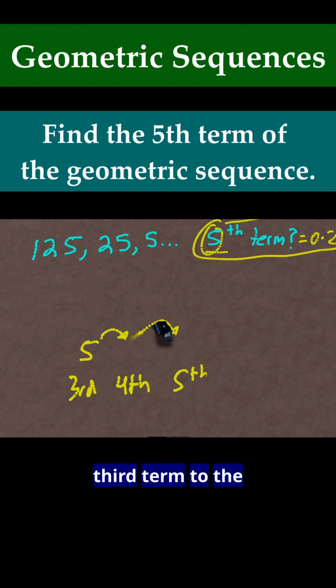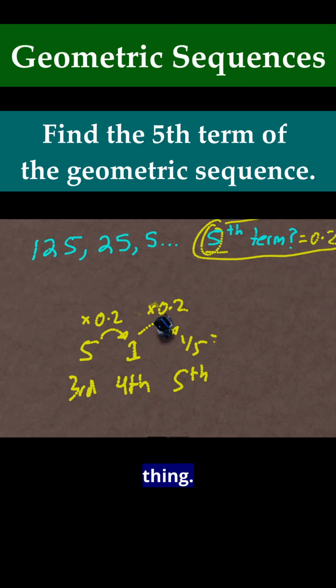And because we only have to go from the third term to the fifth term, this is not that hard of a problem to do. So remember, we have to just multiply by 0.2 each time. If you do 5 times 0.2, you get 1. If you do 1 times 0.2, you'll get 1/5, or 0.2. They're the same thing. And that's another way that you can get the answer of 0.2 for the fifth term.